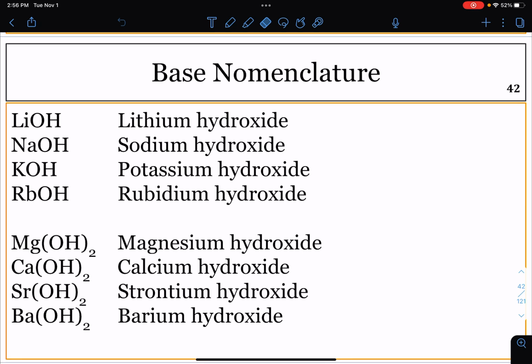Here are a lot of examples of common bases. LiOH is lithium hydroxide. KOH is potassium hydroxide. Mg(OH)2 is magnesium hydroxide.